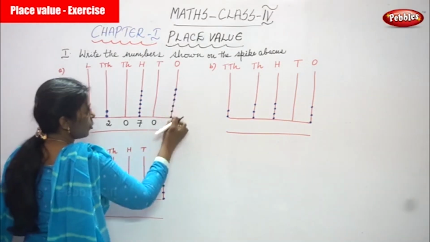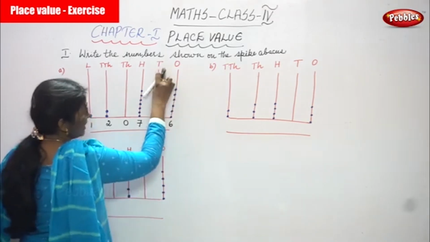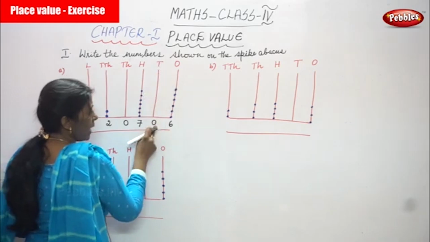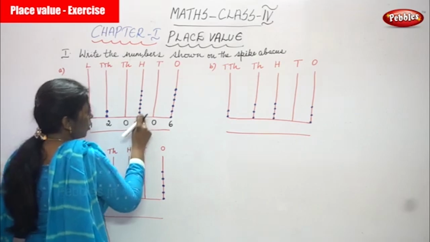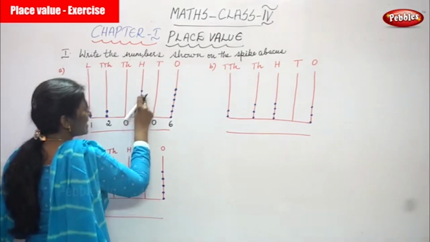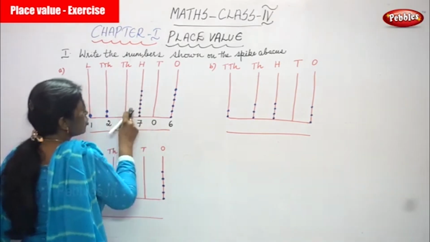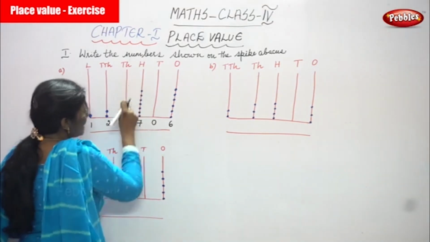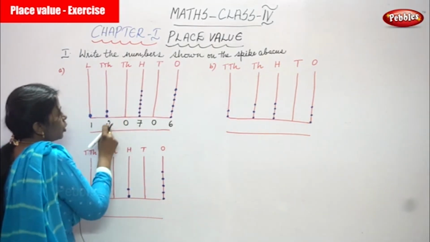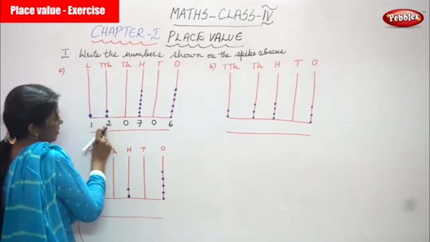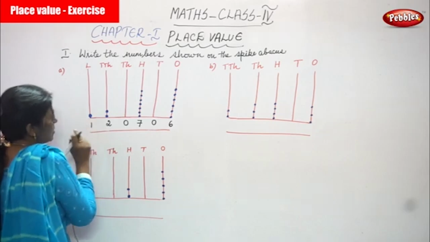So how many dots are here? In ones place, 1, 2, 3, 4, 5, 6 ones, and in tens there are no dots, so I put 0. In 100 place, how many dots? 1, 2, 3, 4, 5, 6, 7 dots. So I write 7. In 1000 there are no dots, I put 0. In 10,000, 1, 2 dots, so I've written only 2. In lakhs, only 1 dot, so I've written 1.